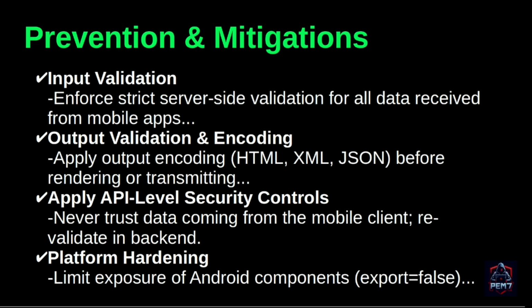Thirdly, you need to protect against injection by using parameterized queries, schema validation for serialized data, and strict parsing rules for file formats. For outputs, mask or redact sensitive values before writing to logs or caches. You also need to apply output encoding when rendering or transmitting data to prevent injection into downstream systems. Finally, you need to reduce your attack surface. Limit exported Android components, restrict permissions, and disable unnecessary debug logging and error messages in production.